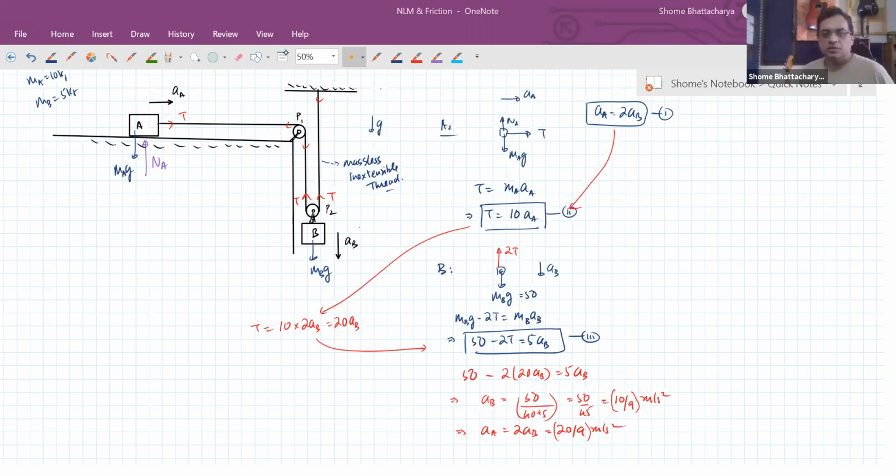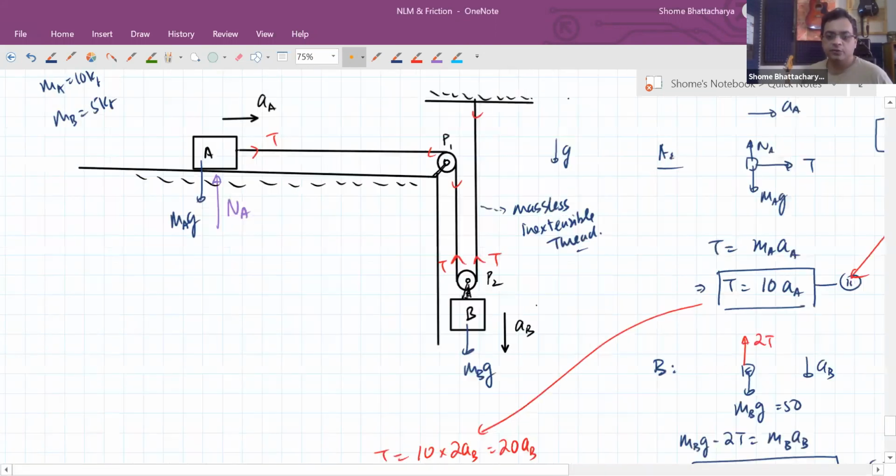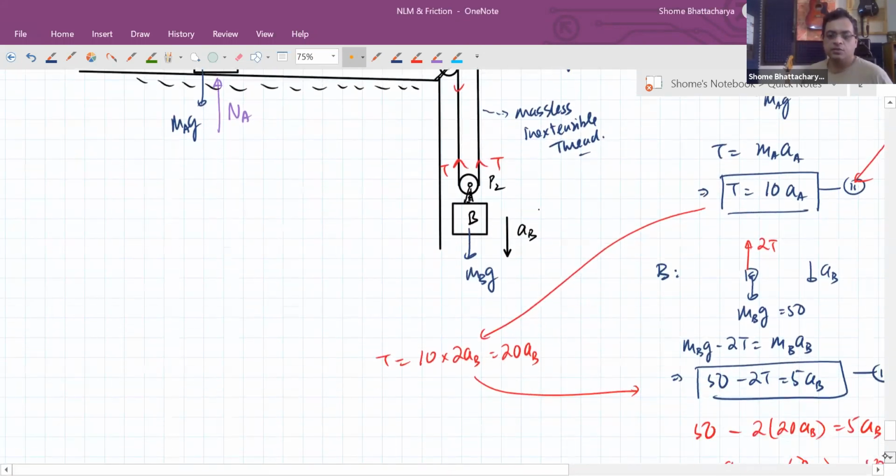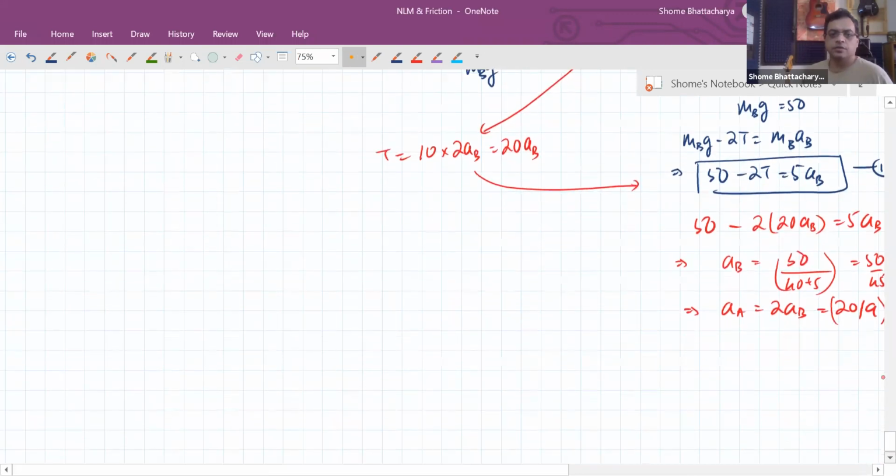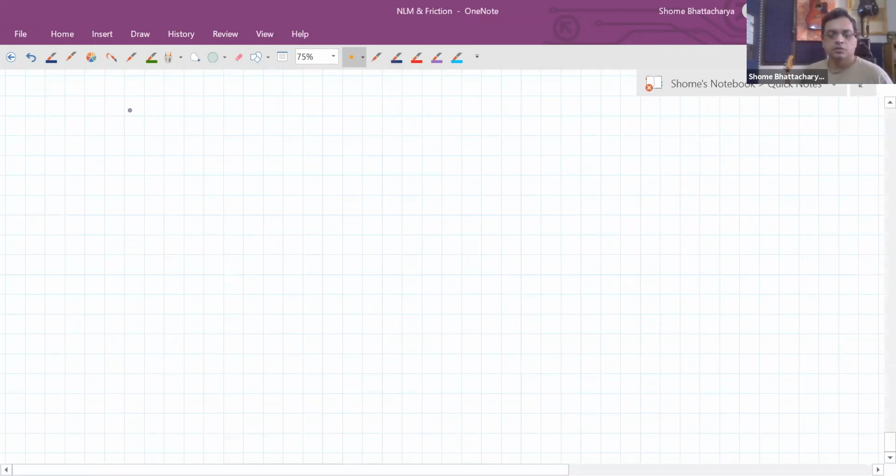Okay, so this is a revision of the concept of constraint relation. Now let's move on to something else, which is a very interesting part of Newton's laws of motion, and that is the concept of pseudo force. I know a lot of people have difficulty understanding pseudo force, let alone implementing it. So I will begin with a brief explanation of the concept of pseudo force and inertial and non-inertial frames.